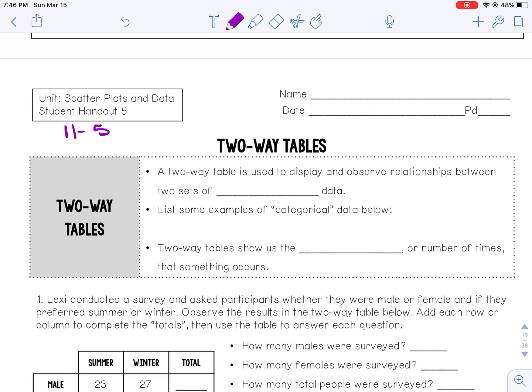Good evening, guys. We're going to look at lesson 11-5, two-way tables. Two-way tables are used to display and observe relationships between two sets of categorical data.